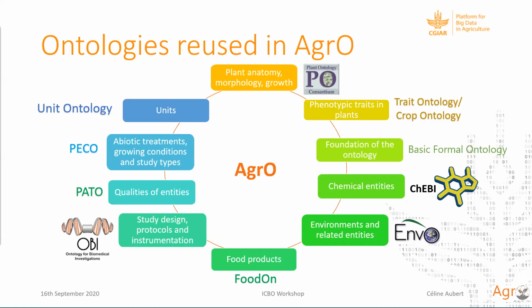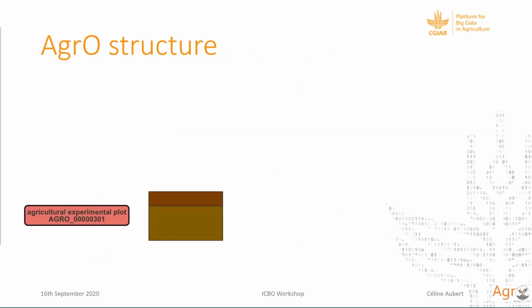So after gathering external terms, we focus our efforts on describing terms that are specific to the Agronomy Ontology and that were not existing in those ontologies. So the entry point of AgrO is the agricultural experimental plot. This plot can be either an entire field or just a part of this field. But basically, it's where the experiment is taking place.